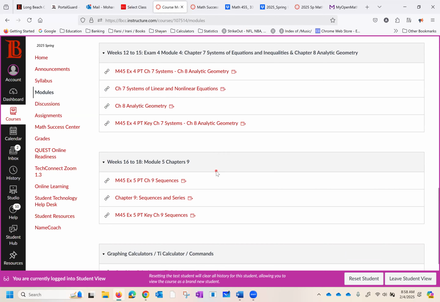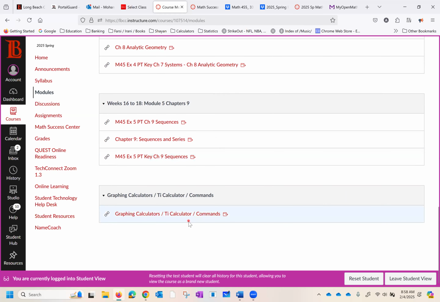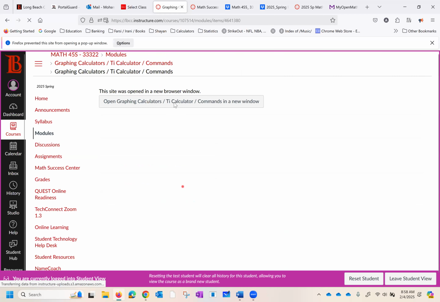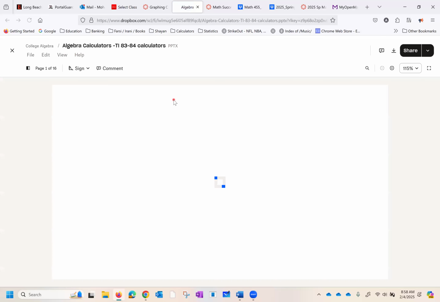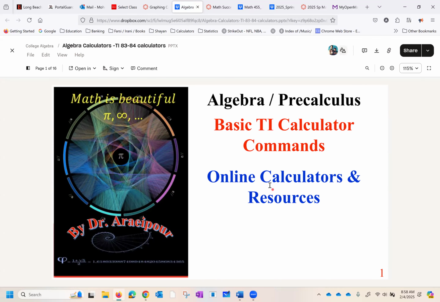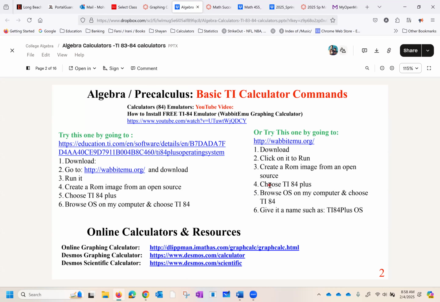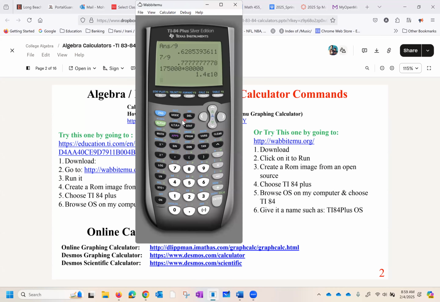So I'm going to look at just module 1. Before I do that, I want to look at the last one. The last one is the information about the TI calculator. So what do we have here? We have the information about TI calculator commands, also the information about the TI calculator itself, and some online calculators. If you follow the instructions here, it would be possible to get this emulator, okay?